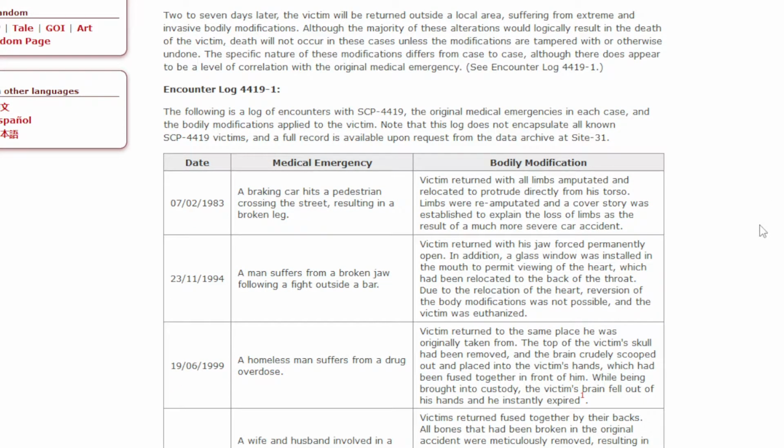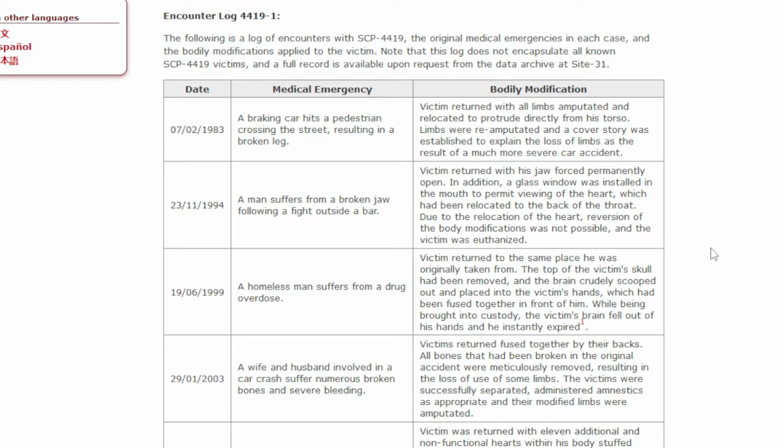Okay. Braking car hits a pedestrian crossing the street, resulting in a broken leg. Victim returned with all limbs amputated, relocated to protrude directly from the torso. Limbs were reamputated and a cover story established to explain the limb loss as a result of a more severe car accident. Man suffers a broken jaw following a fight outside a bar.